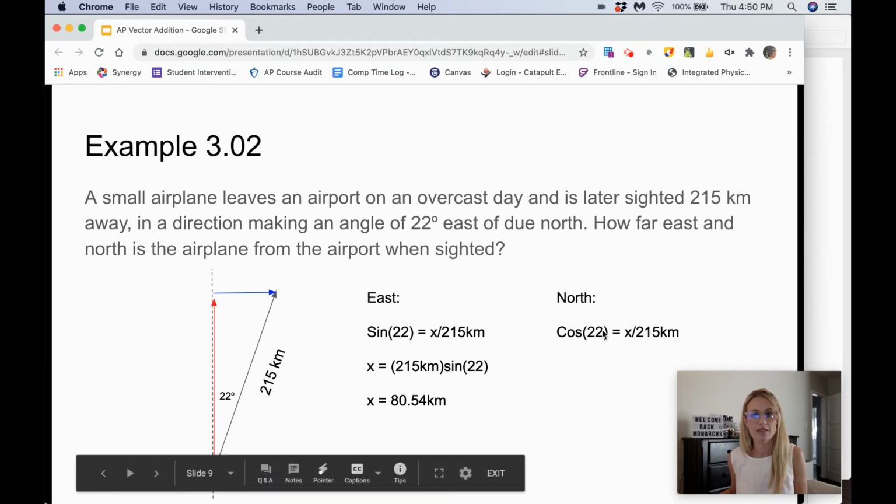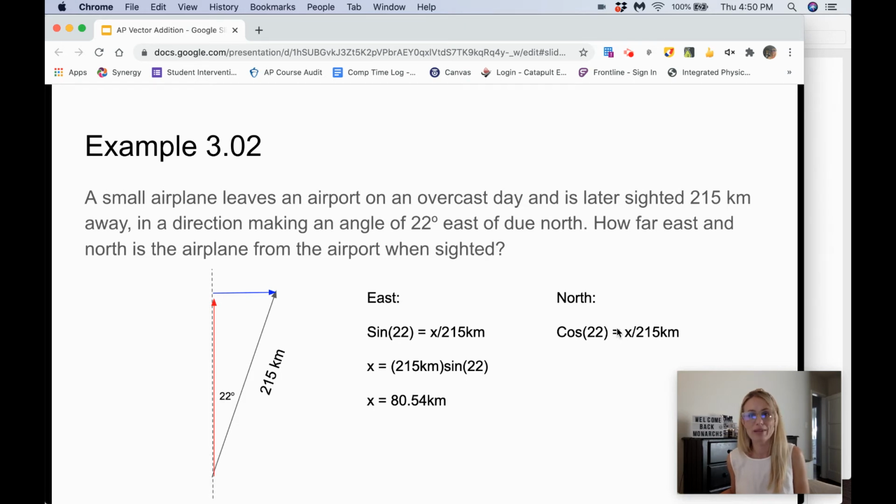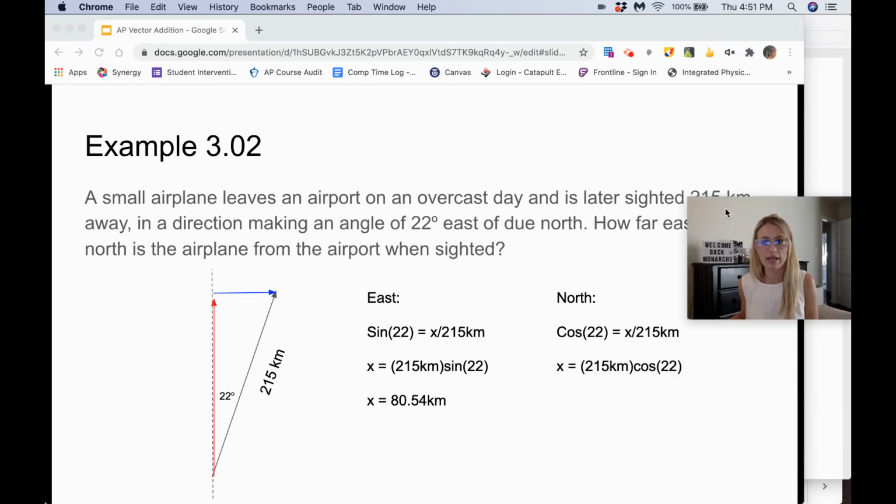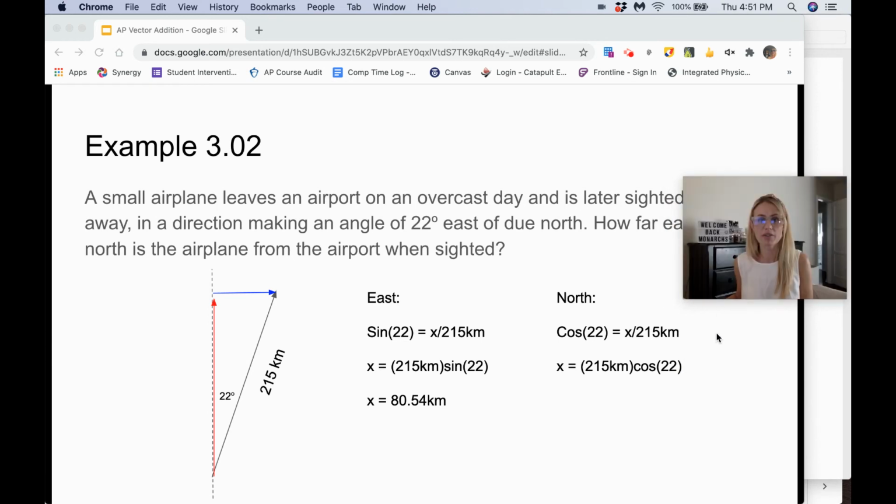So I put x again, I meant to put y, I'm sorry, but this is what we're solving for, the north vector. So we get x over 215 kilometers equals the cosine of 22. Solving for our north vector, we end up getting 215 kilometers times the cosine of 22. I just multiplied both sides by 215 kilometers to get rid of it on the denominator on the right-hand side of that first equation. And then plugging it into our calculator, we get our north vector is 199.34 kilometers.